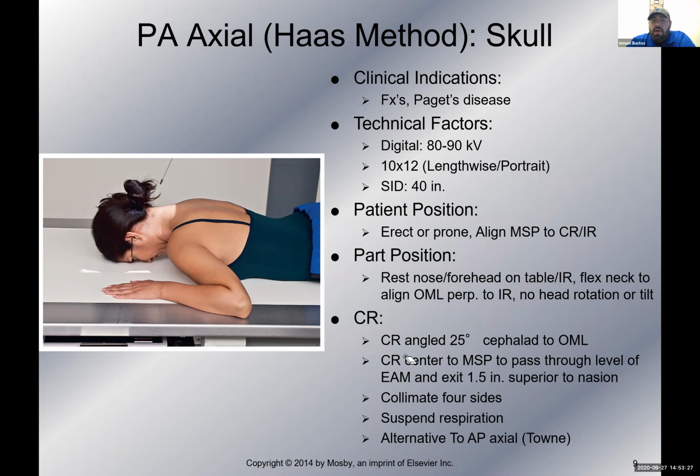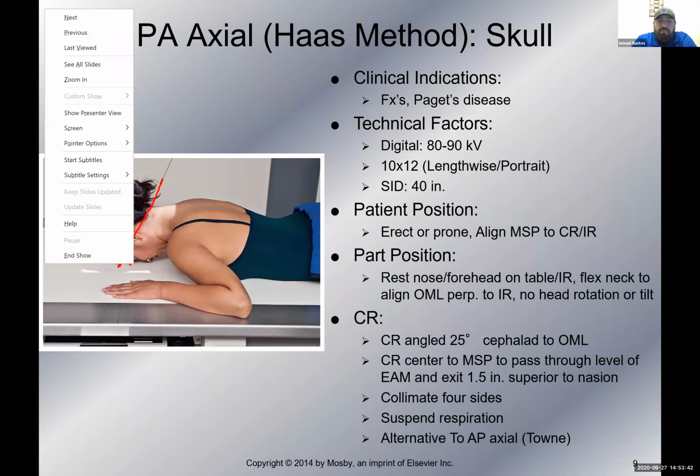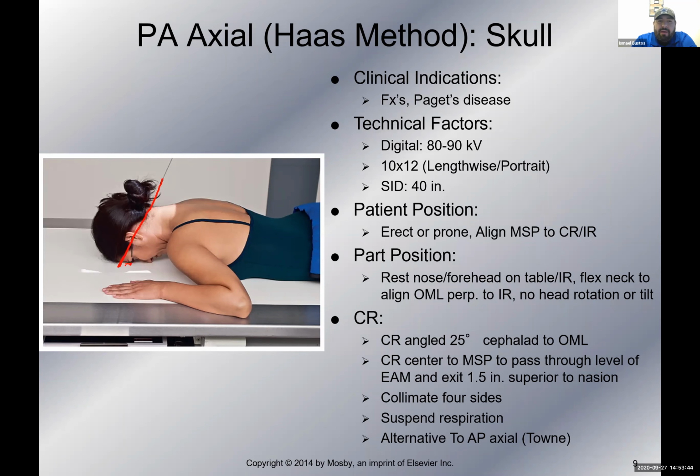Okay. We're going to center along that mid-sagittal plane. Okay, you want it to pass through the EAM, right? So if I draw a line here, it's passing through the EAM, right? Exiting 1.5 inches superior to the nasion, right? So the nasion is there. We're going about 1.5 inches above that nasion.